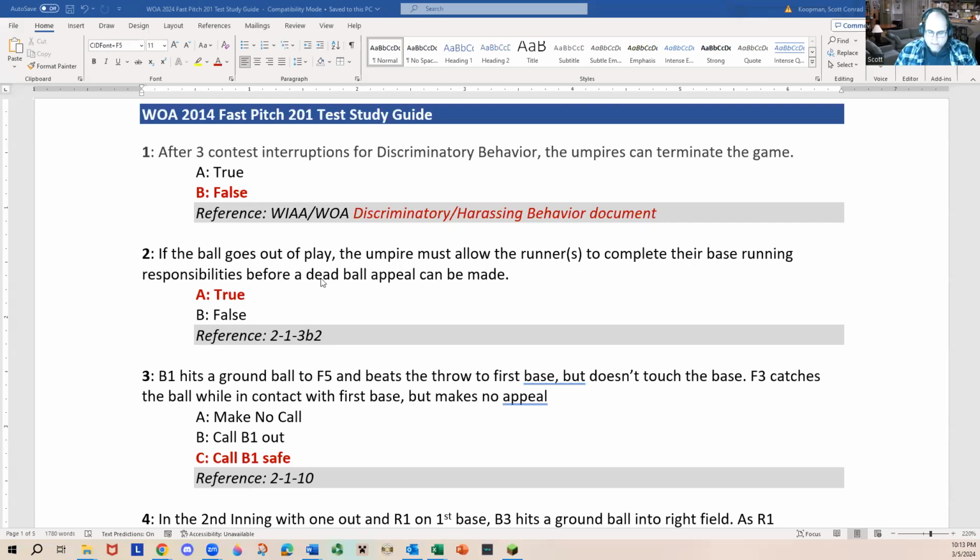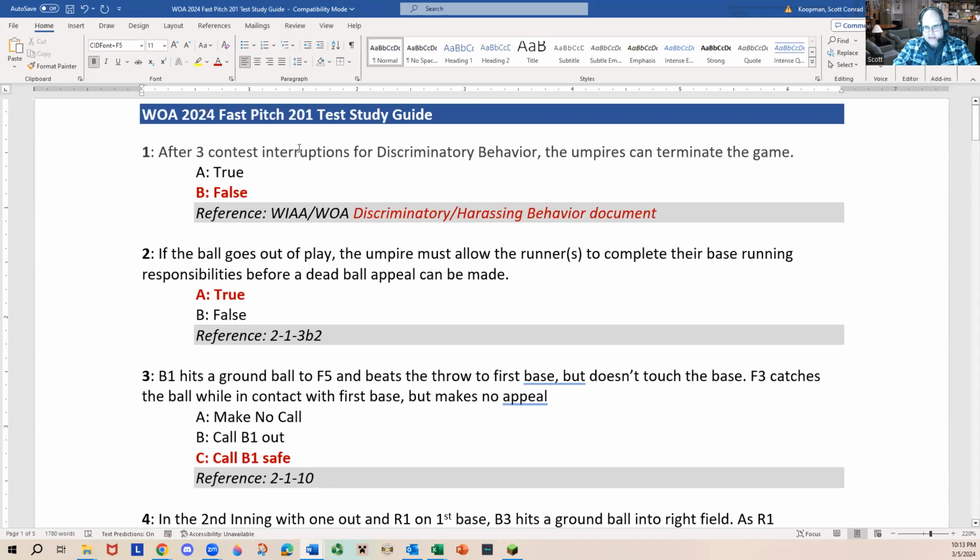All right. Again, as promised, a review of the study guide for the WOA 2014 Fast Pitch. 2014 should be 2024. I got to live in the now. 2024 Fast Pitch 201 Study Test Guide, or Test Study Guide.